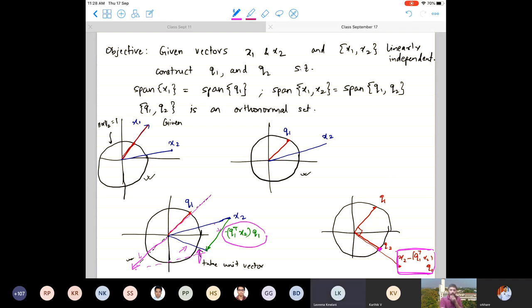In this, q1 is the diagonal of the parallelogram. q2 is the diagonal of the parallelogram. Not q2 exactly, this vector x2 minus q1 transpose x2 into q1 is the diagonal of the parallelogram. You will take the unit vector in that direction to get the orthonormality condition satisfied. So this vector is perpendicular with q1. These two vectors are perpendicular to each other.